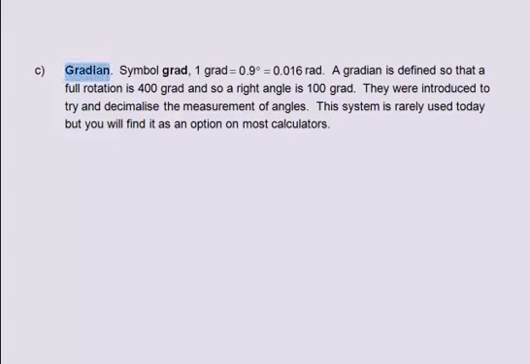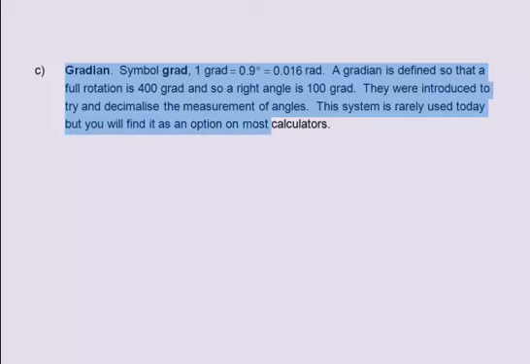C. Gradian. Symbol, grad. 1 gradian equals 0.9 degrees, which equals 0.016 radians. A gradian is defined so that a full rotation is 400 gradians, and so a right angle is 100 gradians. They were introduced to try and decimalize the measurement of angles. This system is rarely used today, but you will find it as an option on most calculators.